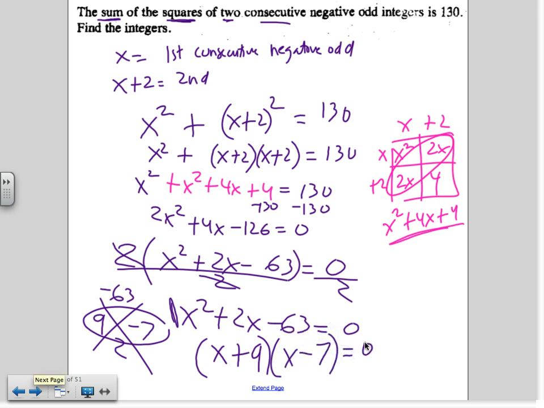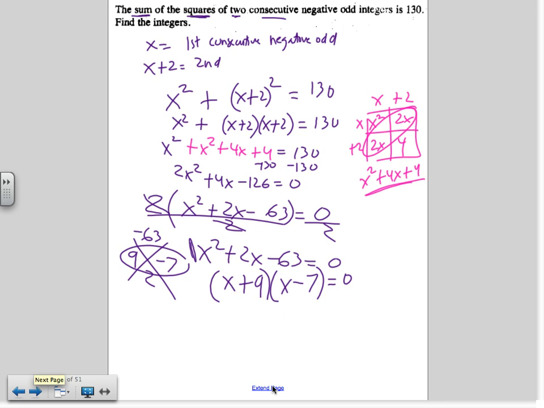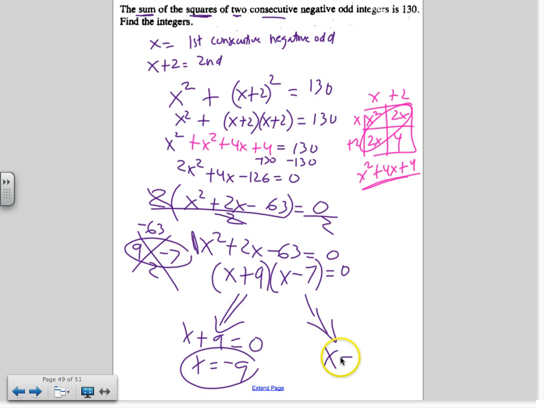Agree? Okay. Let's solve for the 2 cases here. So the first case, which is x plus 9 equal to 0, what is x afterwards? Negative 9. And of course, this one right here will give me what? 7. Now, I said, find me the consecutive negative odd, right? So which answer here is actually acceptable? Very good. So I only use the negative 9 and not the 7 because even though 7 is an odd number, it's not negative. So as I plug it back into here, here's my negative 9.